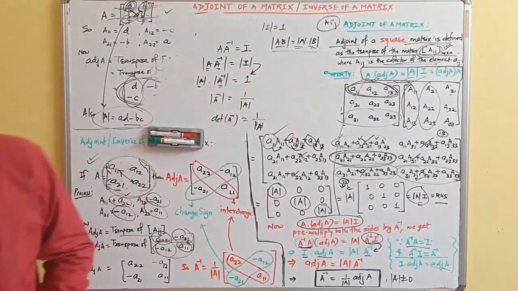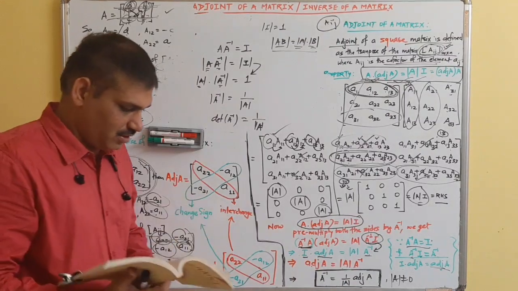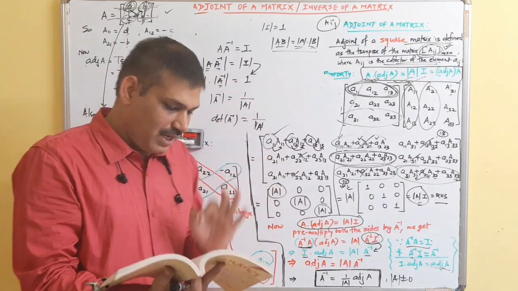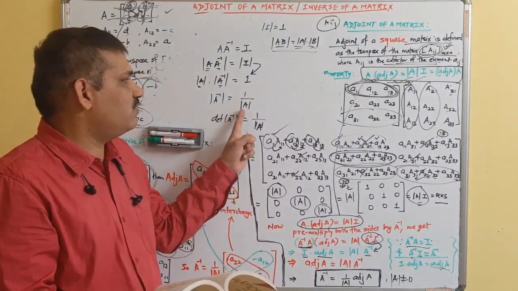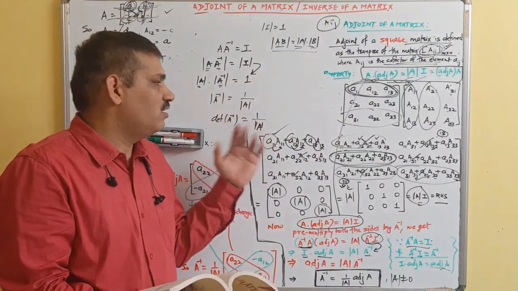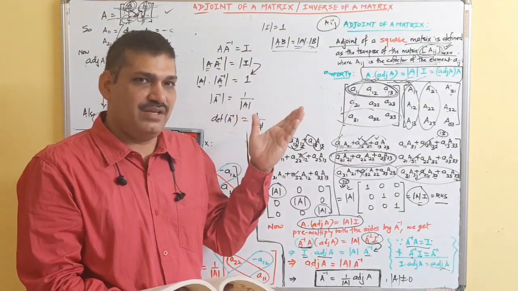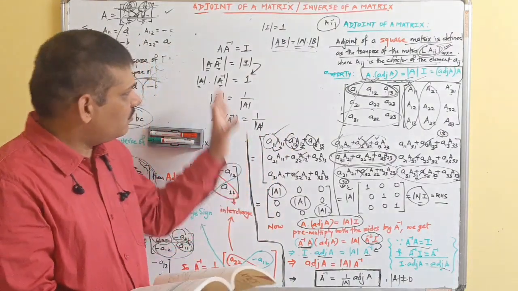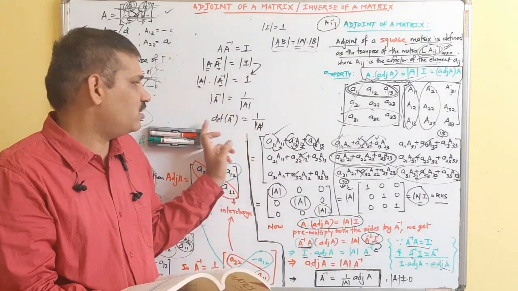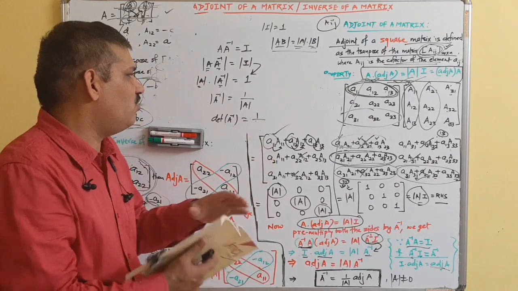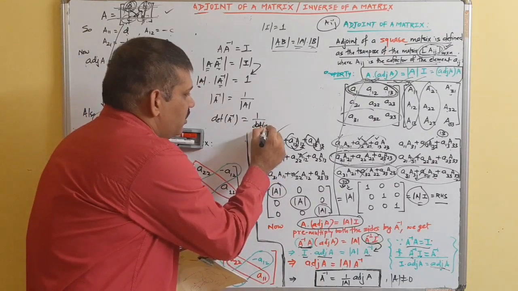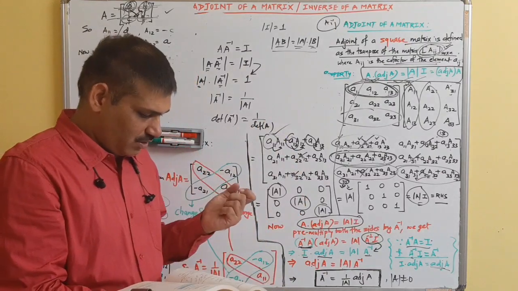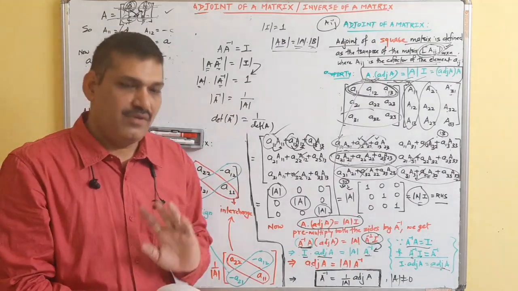This is the 18th MCQ in our NCERT textbook, page number 132. If A is an invertible matrix, meaning determinant A is not equal to 0, so we can divide both sides of an equation by determinant A. Of order 2, or whatever the order is, this holds true always. Determinant of A inverse is equal to 1 upon determinant of A.